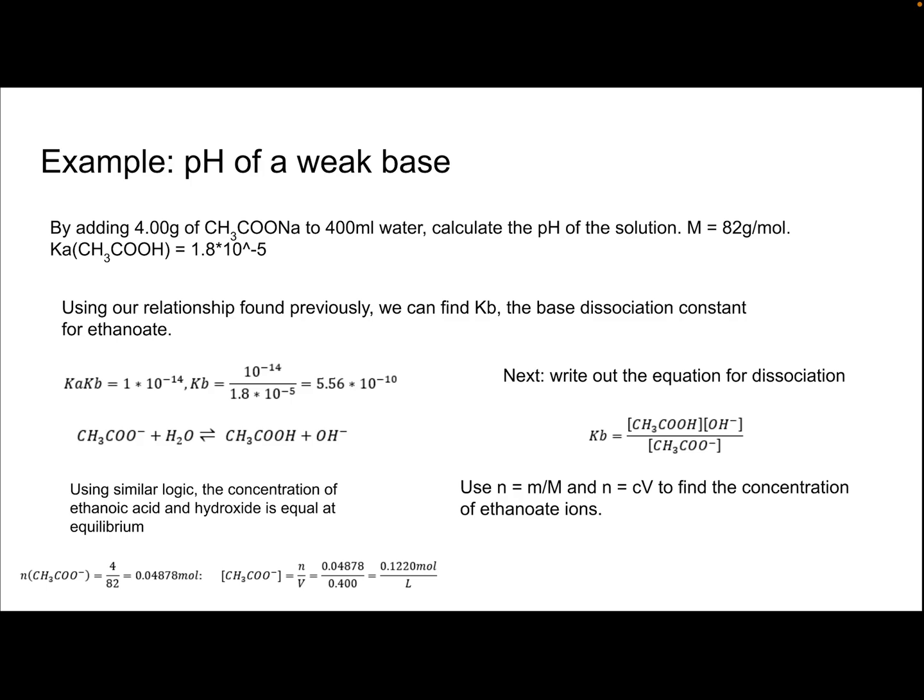So now that we have our concentration of CH3COO minus, we can use that to find the concentration of OH minus ions after equilibrium has been established. So OH minus is equal to the square root of Kb times the concentration of ethanoate ions, and that should give us a concentration of 8.23 times 10 to the power of negative 6 moles per liter, and that converts directly to a pH of 8.92.